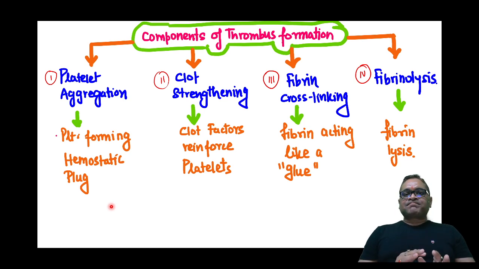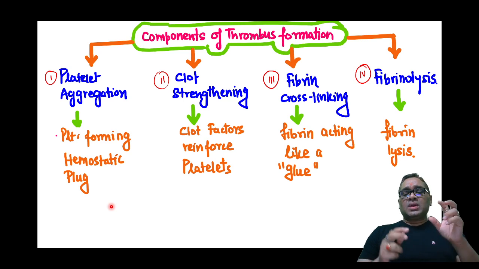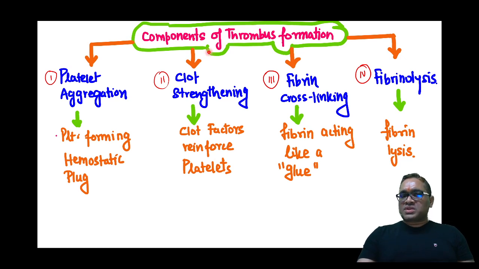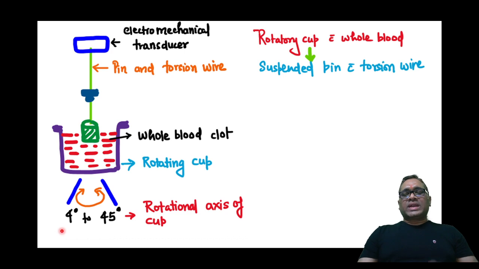So now I understand, thromboelastography is a dynamic measurement of the hemostatic or coagulation pathway, which measures the thrombus formation components. So what are those components? Platelet aggregation, clot strengthening, fibrin cross-linking, and fibrinolysis, right? So what happens in thromboelastography? We have a rotatory cup with the whole blood. So now you can see this is the rotatory cup, and in this whole blood is there.